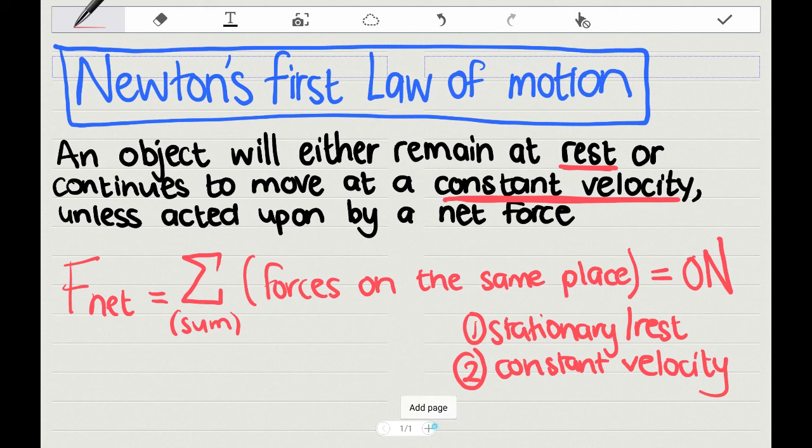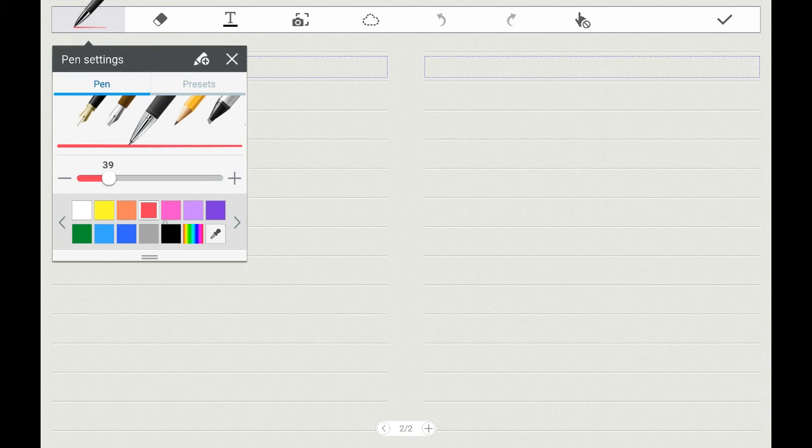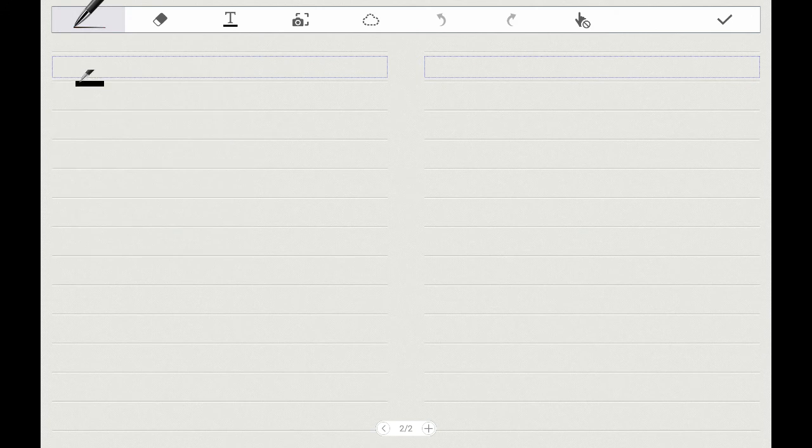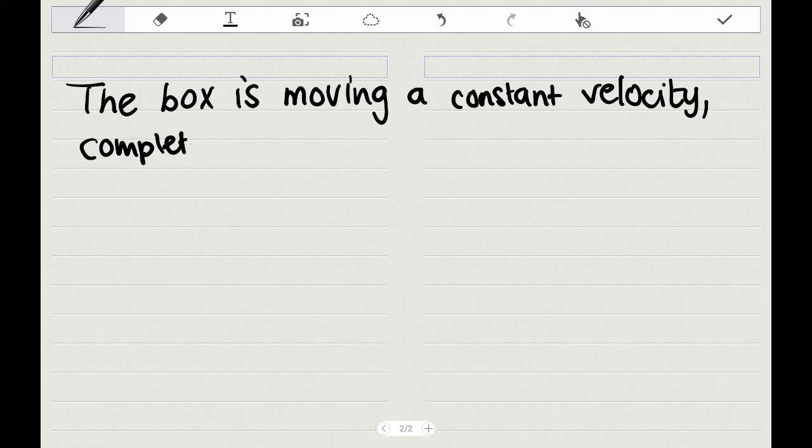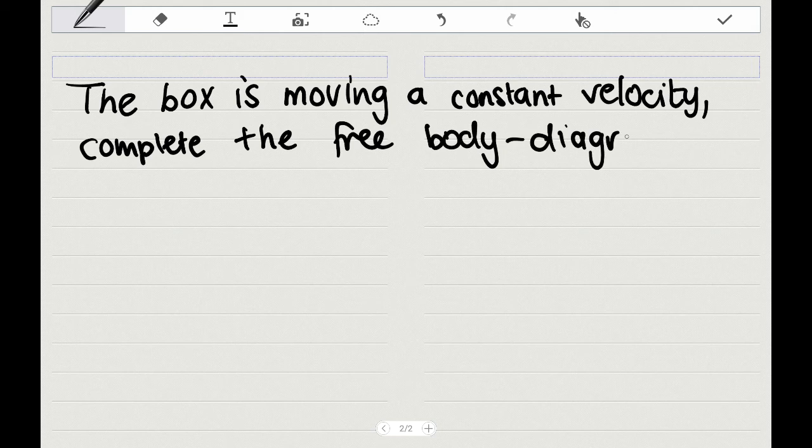So let us look at an example of where we'd apply this, or how we'd do a question where you'd use this kind of information. Okay? So let us say your question says, the box is moving at a constant velocity. Complete the free body diagram.